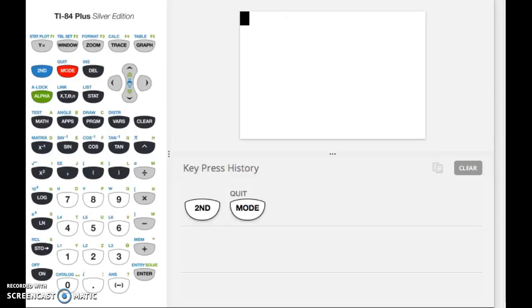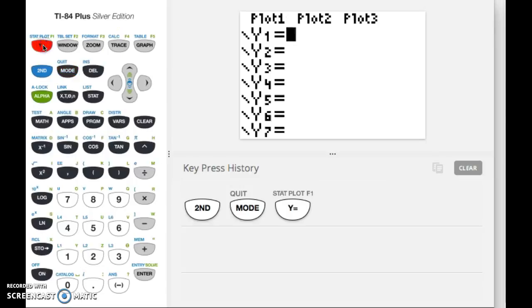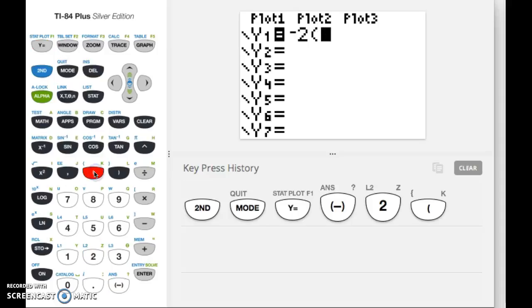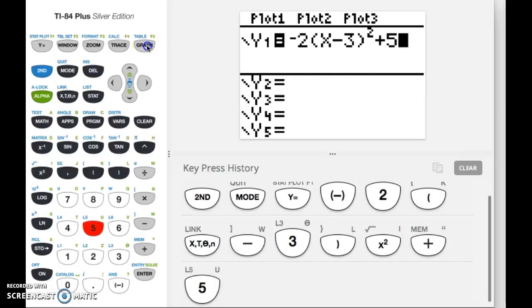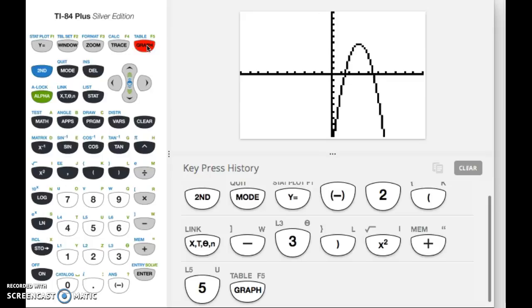Okay, so we'll go to our graphing calculator. I'm going to go to y equals. I'm going to type in the equation, so -2(x - 3) squared, plus 5. And so I'll go ahead and graph it. Okay, so there we have it. If you remember, your vertex ends up being the highest or lowest point on the graph, so that would be my vertex right here.